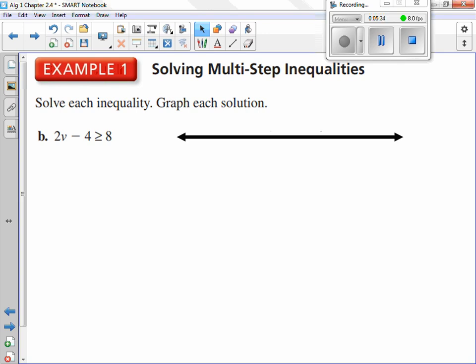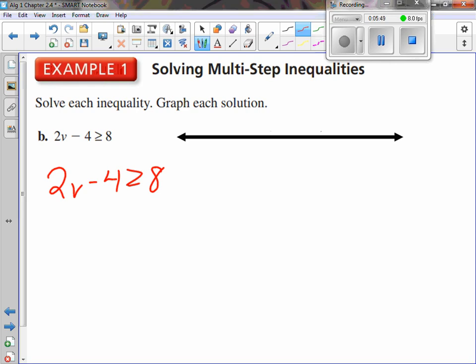So we have 2v minus 4 is greater than or equal to 8. There's a good chance that might have been y, but I just cut the tail of the y off, so we're just going to call it v. So looking at this here, what do we need to do first to solve this inequality?